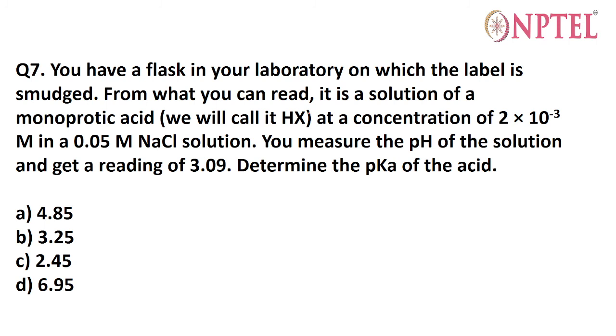That is another numerical question. You have a flask in your laboratory on which the label is smudged. So you cannot read it properly, but you can read something. It was written that it was a solution of a monoprotic acid, which we'll call HX. We don't know what it was, at a concentration of 2 into 10 to the power minus 3 molar in a 0.05 molar solution of NaCl, right? So you measure the pH of the solution, you get a reading of 3.09. So now determine what is the pK of the acid.